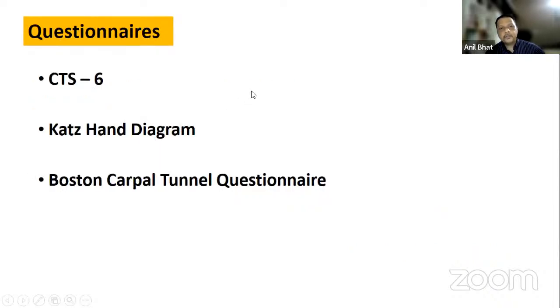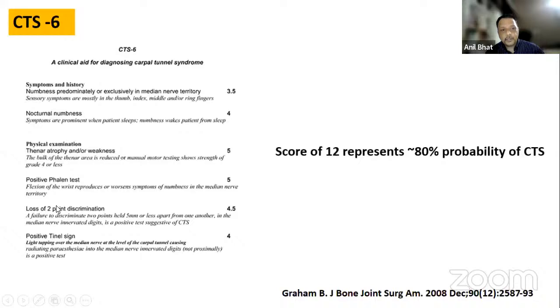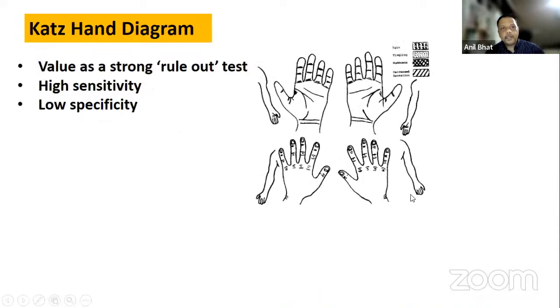The other criteria used were questionnaires. The CTS-6, which came from the same group, the hand diagram, and the classic Boston carpal tunnel questionnaire. These are the ones. So this is where they give the scorings for symptoms, numbness, physical examination, the 2PD discrimination, and Tinel sign, everything. A score of 12 represents almost 80% probability, right? That came from the same group who developed the CPG guidelines.